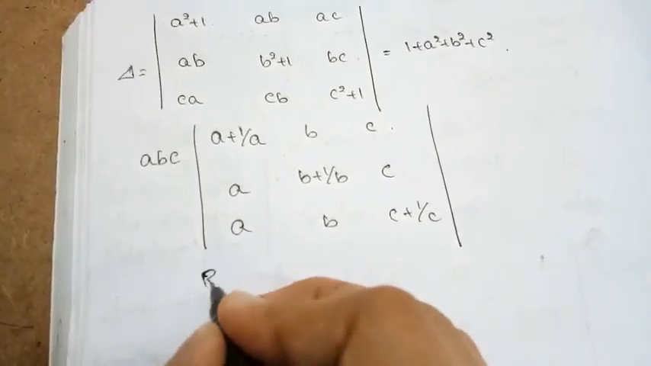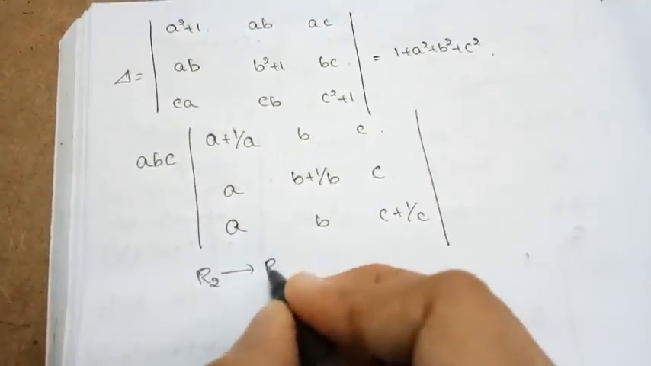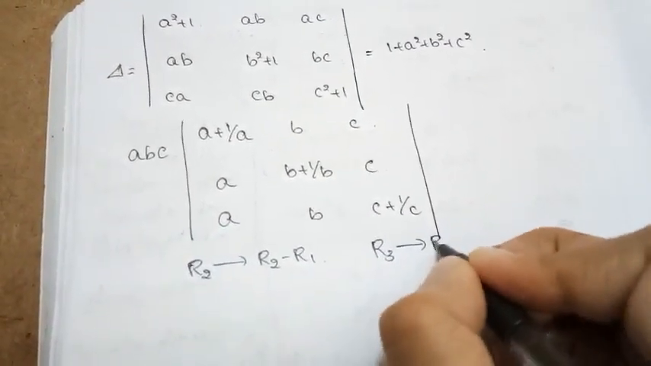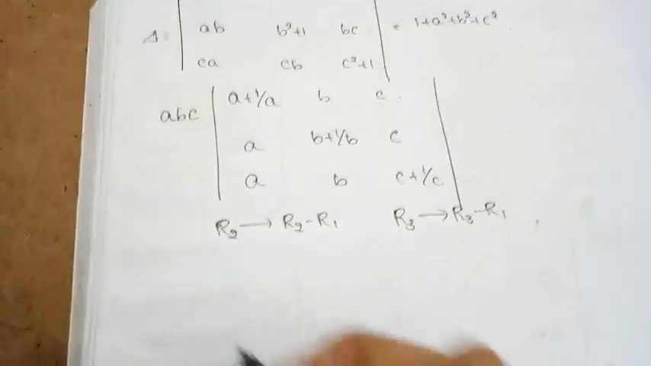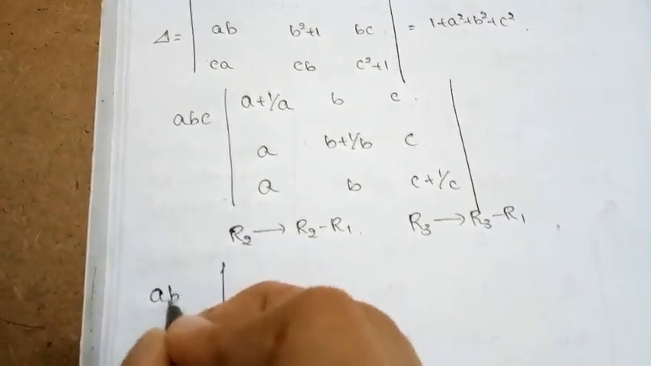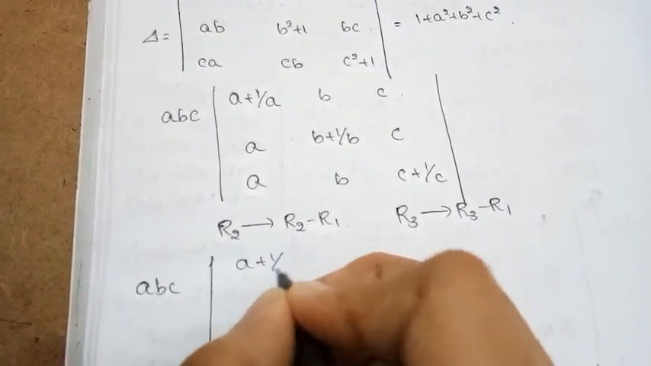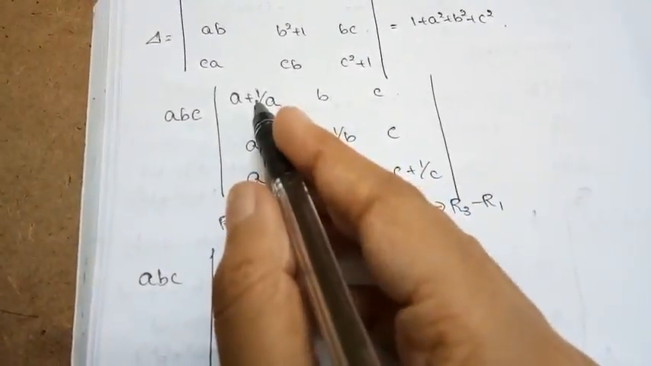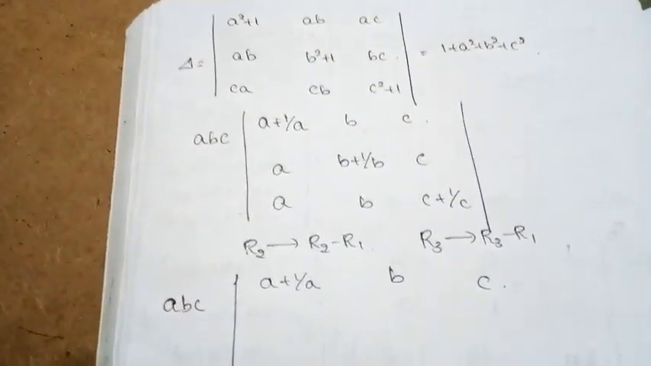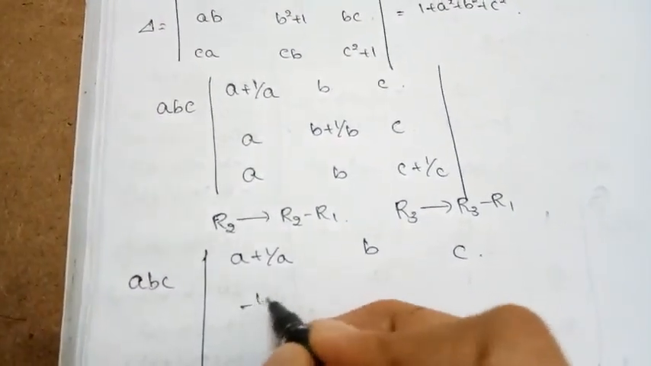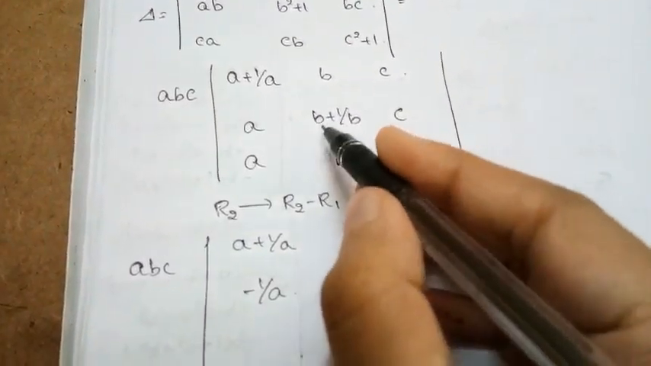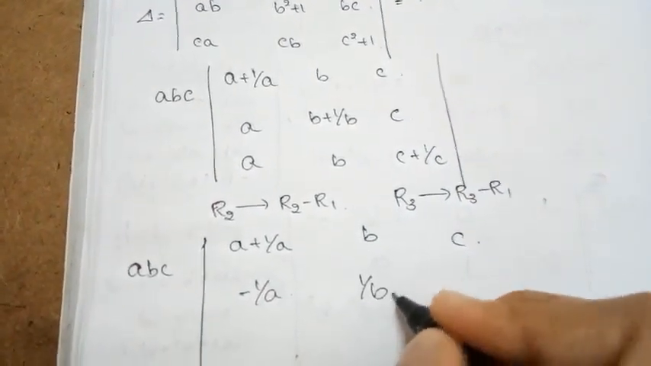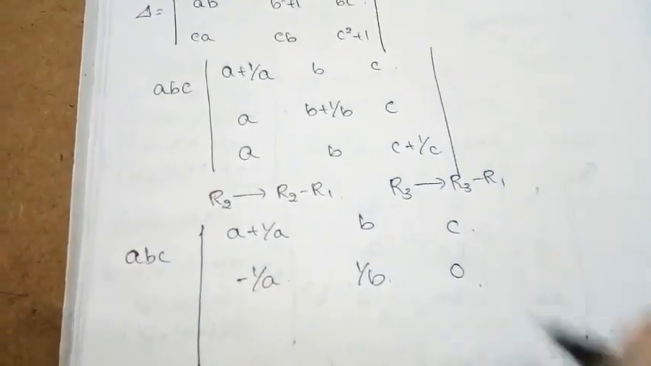Now I am using the row operation, R2 implies R2 minus R1 and R3 implies R3 minus R1. So there is no change in the first row; it remains as it is. In the second row, a minus a plus 1 by a, so a gets cancelled, remaining is minus 1 by a. Here b plus 1 by b minus b, b minus b gets cancelled, remaining is 1 by b. C minus c, it is 0.